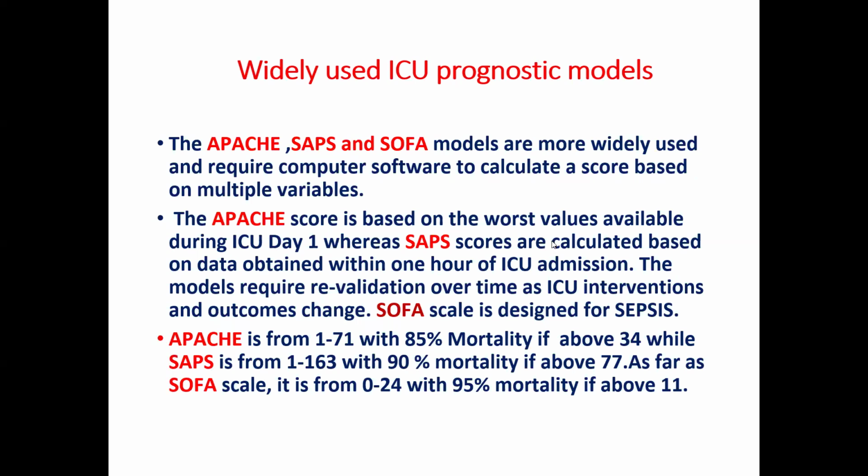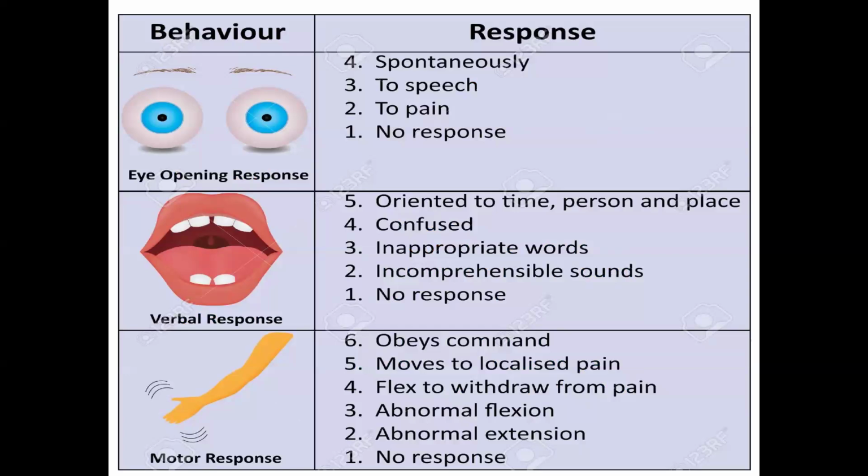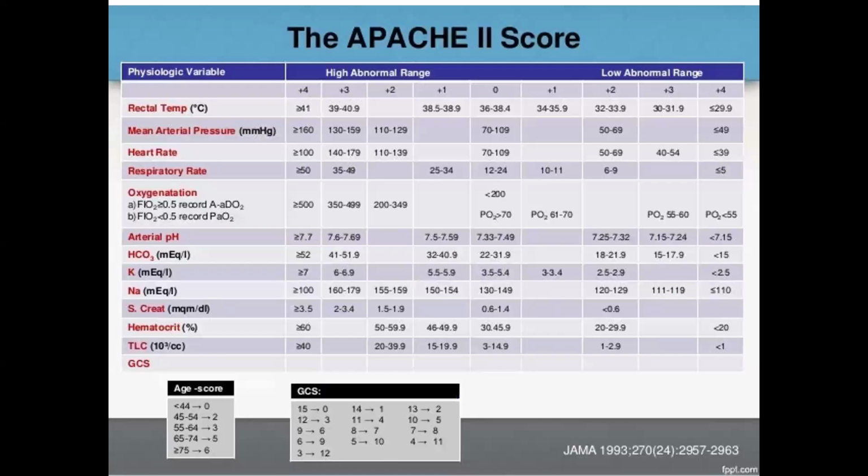The APACHE is based on the worst values in the first day, while SAPS is calculated based on data within 1 hour from ICU admission. The APACHE is from 1 to 71, with 85% mortality rate if above 34, while the SAPS is from 1 to 163 with a 90% mortality if it's above 77. As far as the SOFA scale, 95% mortality rate if it's above 11, and it's basically from 0 to 24. This is the Glasgow Coma Scale. I mean, all of you guys are oriented with it.